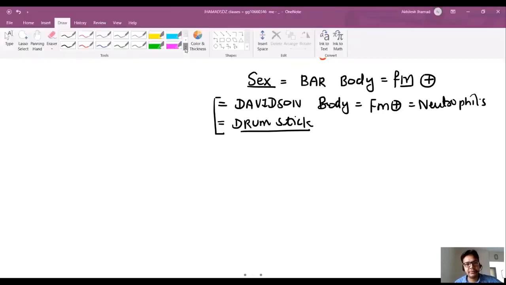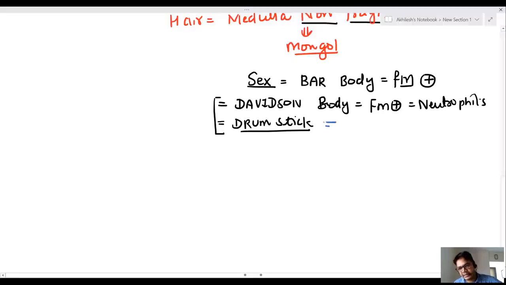You can get a question: Davidson body has a drumstick appearance. This is the Davidson body, just like a drumstick. This is also seen in females. So the first is the Barr body, the second is the Davidson body.